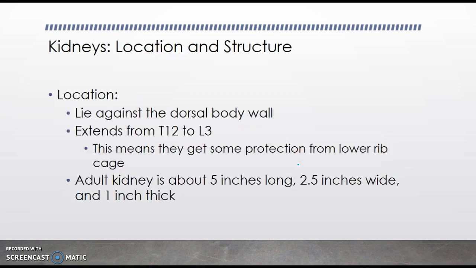So where are the kidneys located? They lie against the dorsal body wall, and they're literally stuck to the side of the dorsal body wall. They extend from about T11 to T12 all the way down to your L3, which means they do get protection from that lower rib cage. And the adult kidney is about 5 inches long, 2.5 inches wide, and about 1 inch thick.